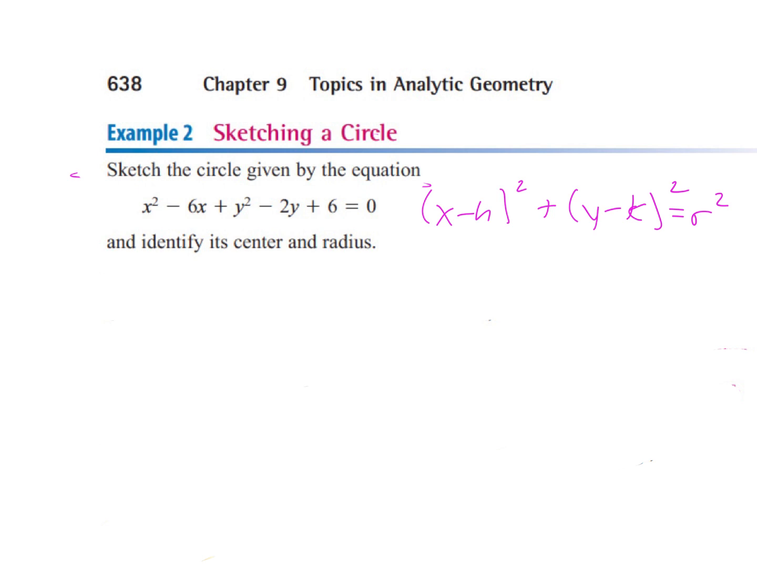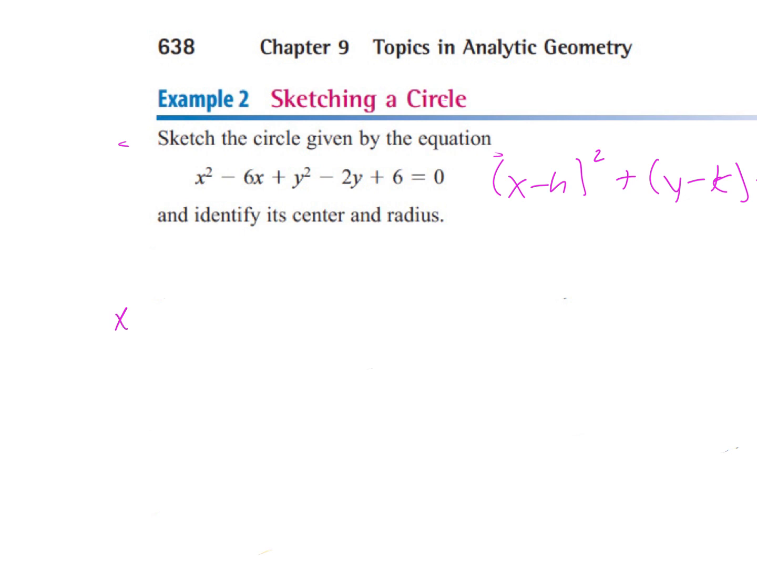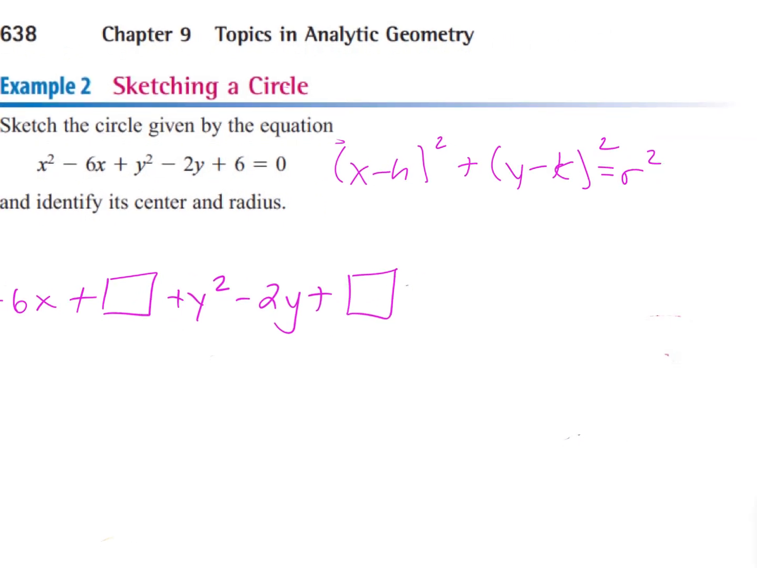You want to collect your x's together. You want to collect your y's together. And you want to move constants to the other side. And we actually are going to draw squares, and we're going to complete them. We're going to put numbers in them. So watch. Get your x's together. I want x squared minus 6x, and then we're going to complete the square. Put a box. And then keep your y's together. So you have plus y squared minus 2y plus, we're going to complete the square. Want another box. And then what am I going to do with 6? I'm going to move it to the other side. So it becomes what? Minus 6, okay?